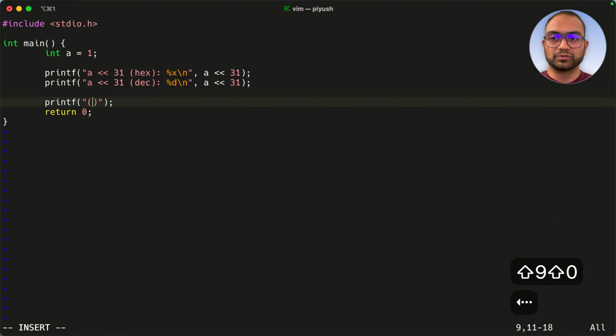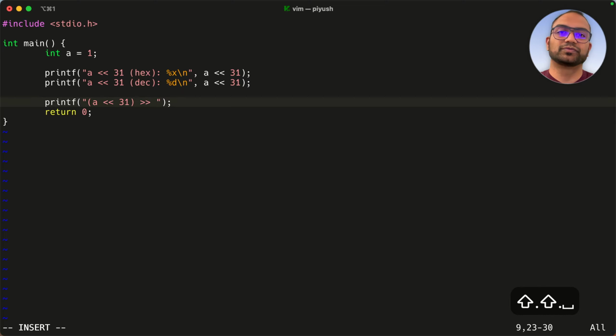Now what we're going to do is we're going to say, hey, A is moved to the left by 31, and then we are going to move the 31st bit back by 4 positions. Okay, so let's do this and record what you expect. And whatever you see now will be a very special behavior that only happens for signed numbers.